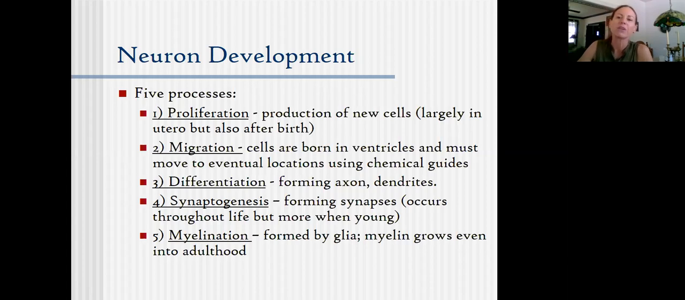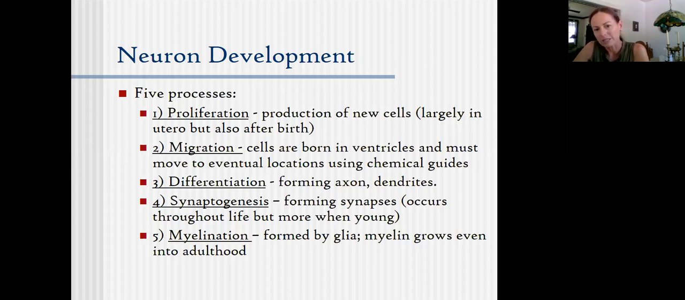But then they've got to move to different locations. So if it's a cell of the cerebellum, a cell's got to move toward the cerebellum. If it's a cell of the pons or the medulla or, let's say, the motor cortex, it's got to move there. And it does that in a process called migration. In that process, the cell kind of knows where to go through the use of chemical guides. There are chemicals that are sort of attracting the cell to move over there. And then once the cell gets over there, because they're really still stem cells, they really don't even look like neurons.